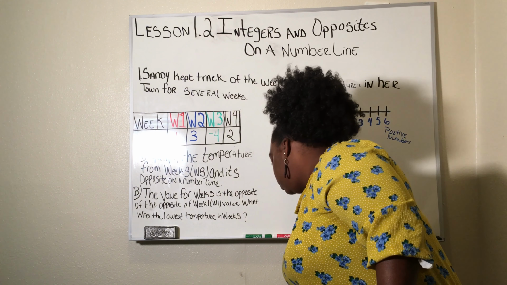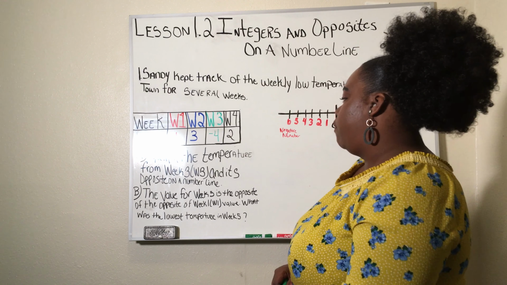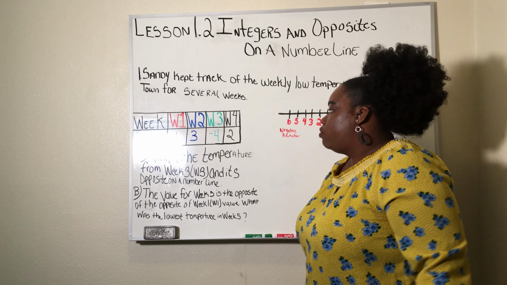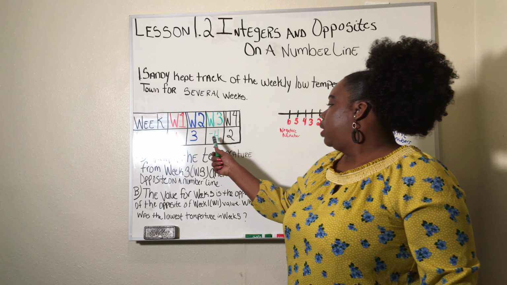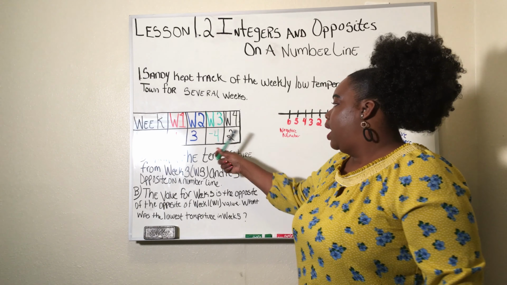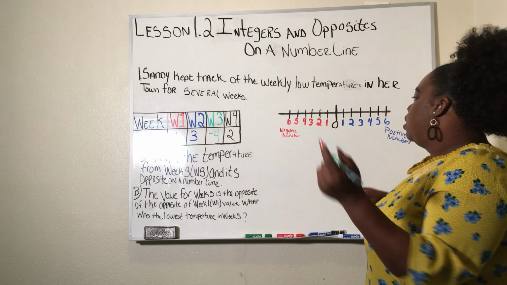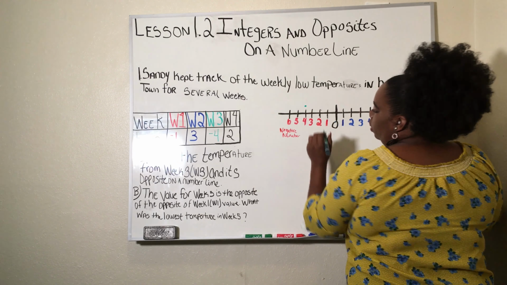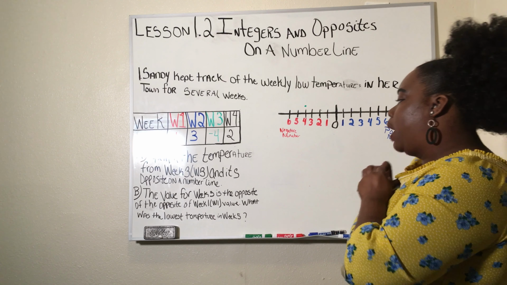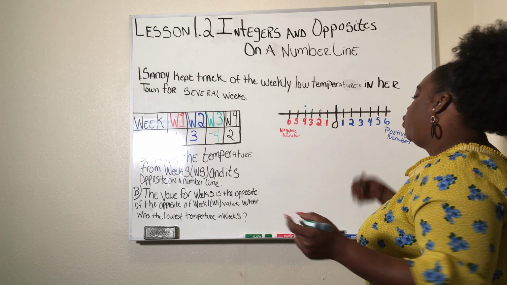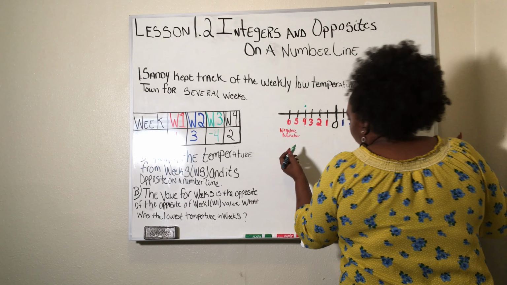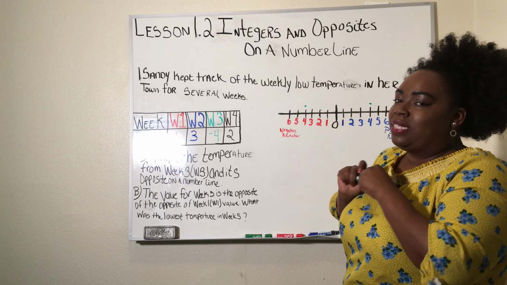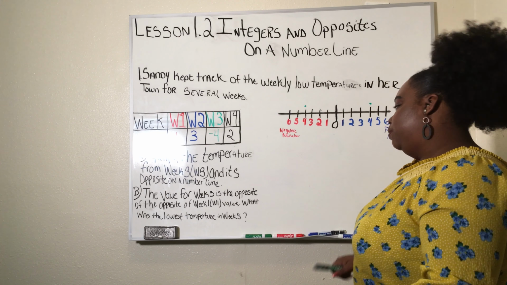So, let's get started here. We have: graph the temperature from week 3 and its opposite on a number line. So we're going to find week 3. Hey, we just did this, so this should be easy for us. Week 3 is negative 4. So we're going to plot our -4 here. And they want us to plot its opposite on the number line. So we know that the opposite of -4 is +4 because it is the same distance from 0 on the opposite side of 0. All right?